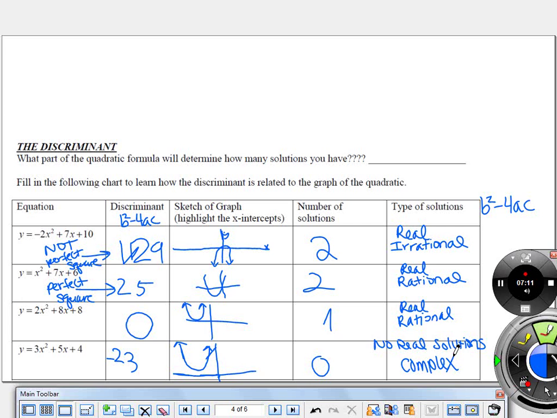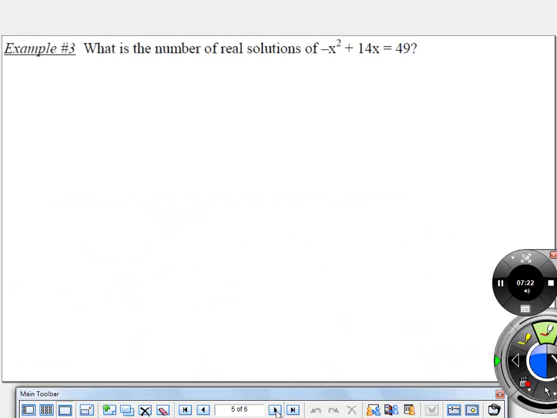So is everybody okay with what the discriminant tells you? It doesn't tell you the answer. It tells you how many solutions to expect and what kind of values they'll turn out to be. Okay? All right, so notice this question. Do they ask you to solve the equation? No. It just says, what is the number of real solutions? So go ahead in your groups.